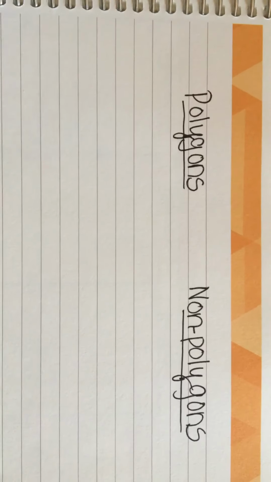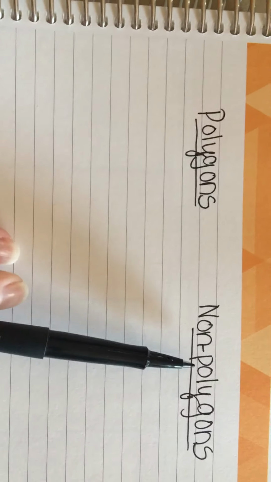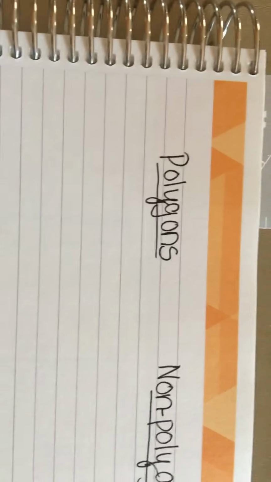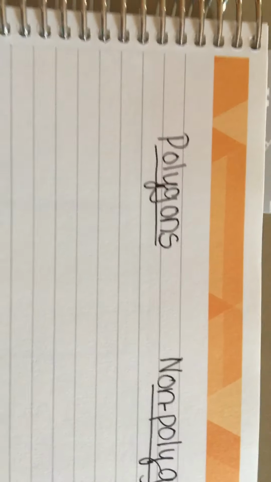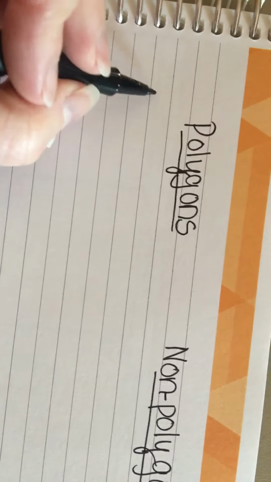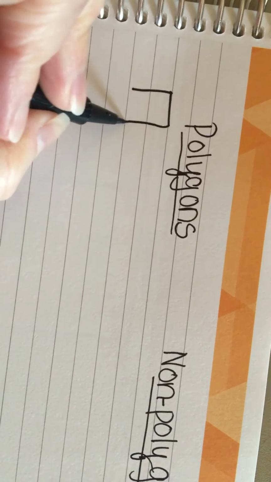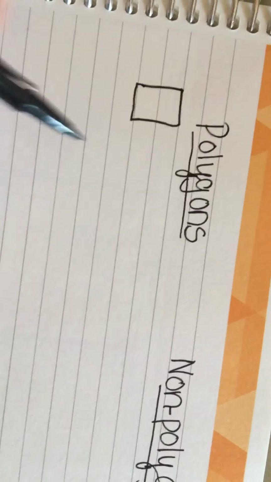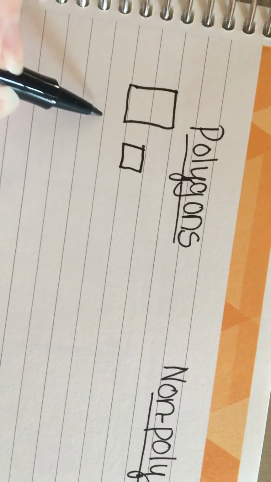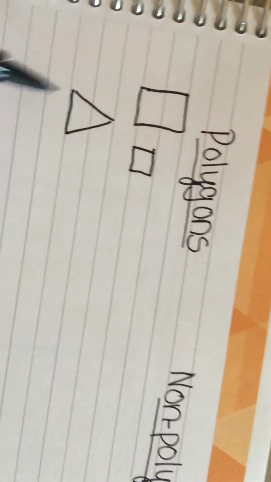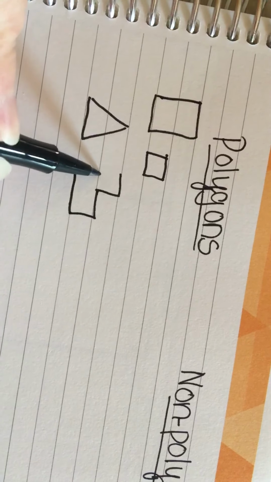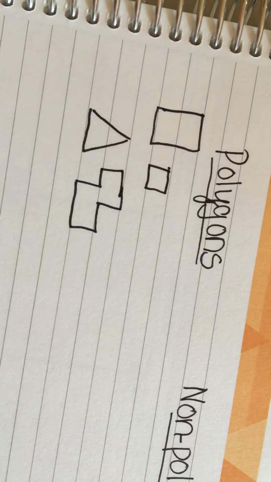So I have two words here: polygons and non-polygons. The word polygon refers to any shape that is closed. I'm going to be drawing a few. For example, we know that this shape is a polygon. This shape is a polygon. This would be a polygon. That would be a polygon.